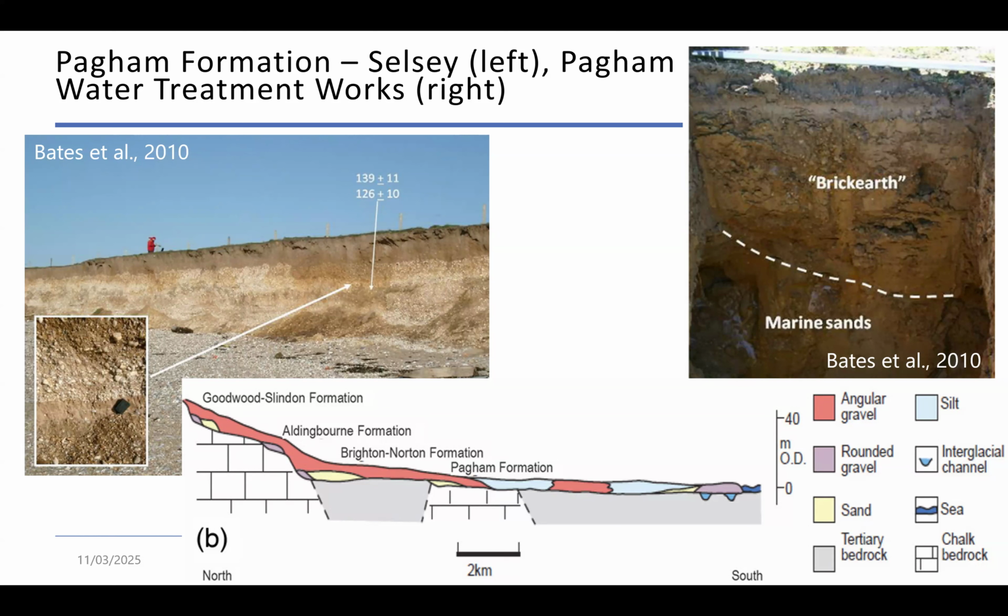So there's some brick earth on the top, and then there's marine sands. And these marine sands are varying thicknesses, but mostly not very thick. And they sometimes have fossils in them and sometimes don't.